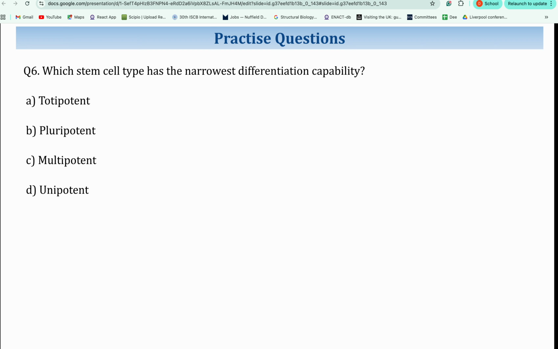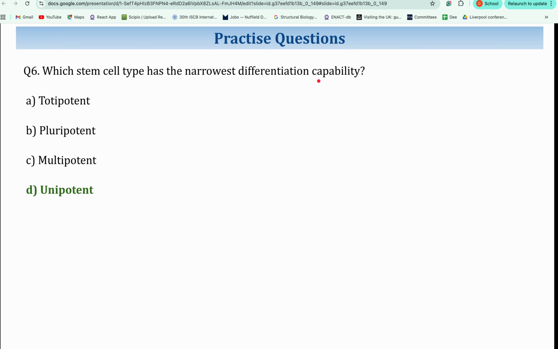Okay, now let's see the right answer. In this case, the right answer is option D, that is unipotent. In this question they have asked which has the narrowest differentiation capability, that means which cannot differentiate into multiple cell types.